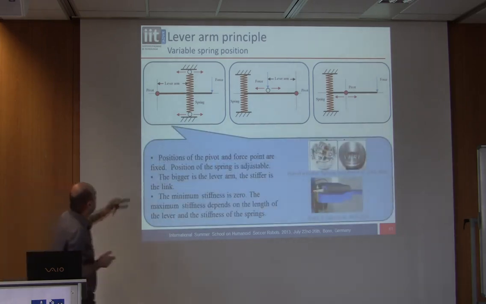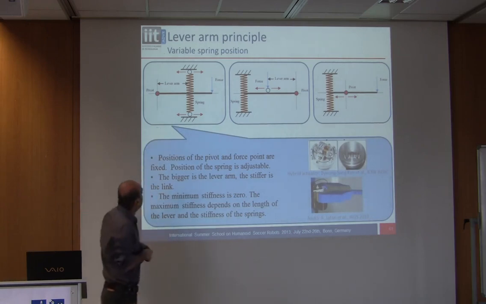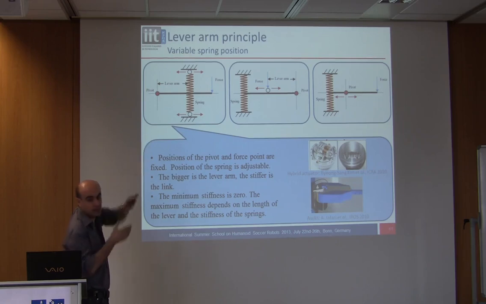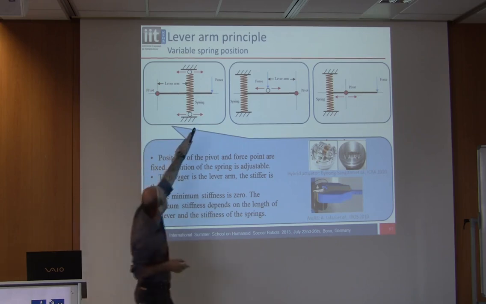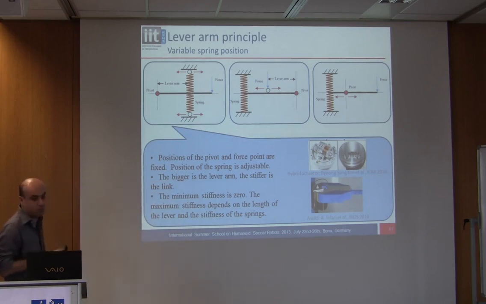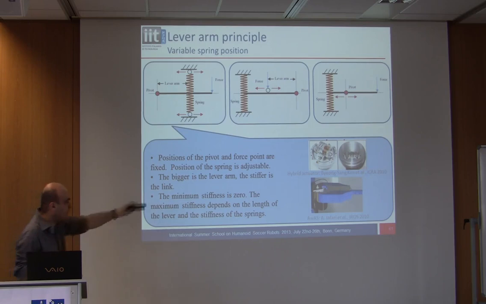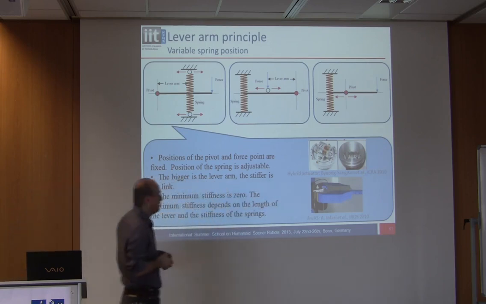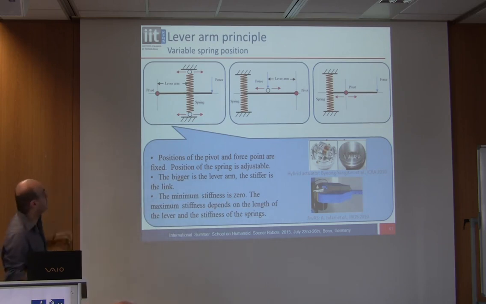So starting from the first one, what can be done, for example, is that you can put a second actuator to move the springs along the lever arm, and then effectively change the stiffness at the output. The stiffness in that case is proportional to the square of the lever arm. Here you can see two examples of actuators, one from Korea, and the second is our actuator developed by IIT, which use this lever arm principle, relocating the springs in order to change the stiffness.